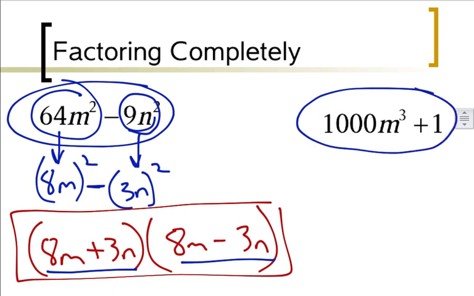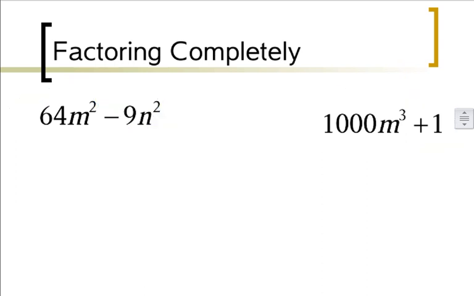There's 2 terms. Now, because there's a plus sign and a cube, I want to think about sum of cubes. So I have to think through, is 1000 a cube of something? And the answer is that 10 to the 3rd power is 1000. So 10 times 10 times 10 is 1000. So that's 10m to the 3rd. And then, of course, the cube root of 1 is 1, so this is 1 to the 3rd. So this is sum of cubes.